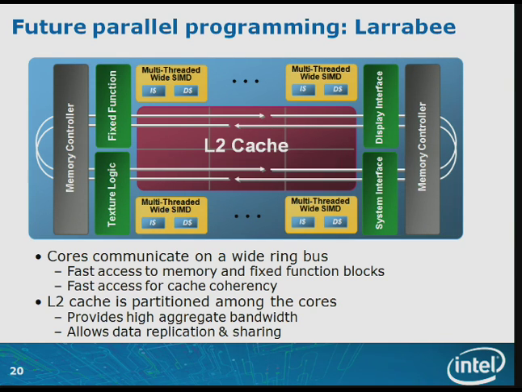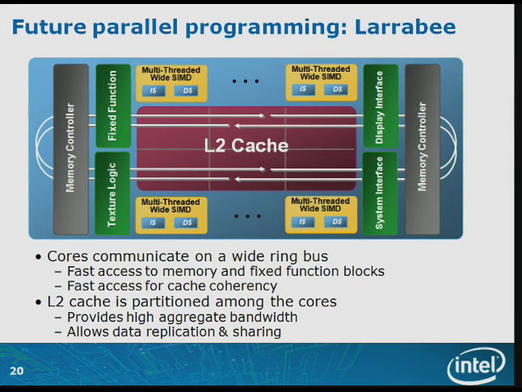So Larrabee, you have some number of cores, and we have it on this wide ring bus. This gives you very fast access to other cores and memory and other devices on the chip. And notice that some of these devices on the chip are fixed function and texture logic. So it's a heterogeneous chip. It's not all the same. They're going to have different kinds of computing going on the same chip. So I think it really is indicative of where I see future chips going, of heterogeneous many-core chips.